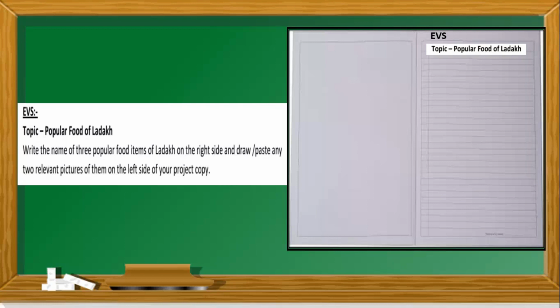For the subject EVS, the topic is popular food of Ladakh. So again you will write EVS on the top of the ruled page and then you will write topic. After that you will have to write the names of any 3 popular food items of Ladakh. And on the left side, that means on the white page, you can draw or paste any 2 relevant pictures of them.